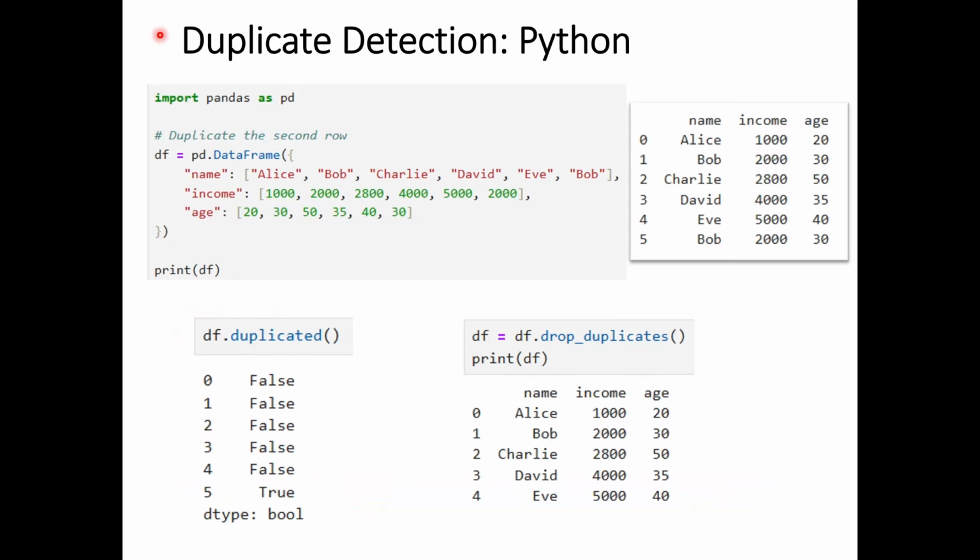Here's an example of how to handle duplicates in Python. First, we create a simple dataset with a duplicate. The duplicated function returns a boolean mask showing which rows are duplicates of previous ones. The drop duplicates function removes those duplicate rows from the dataset. In our case, this duplicate is Bob.